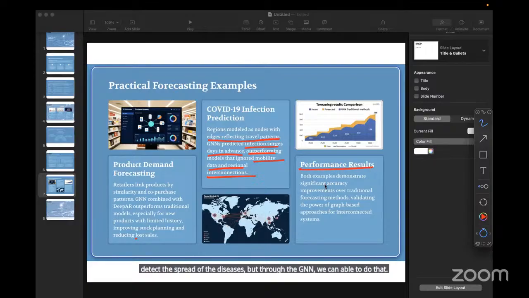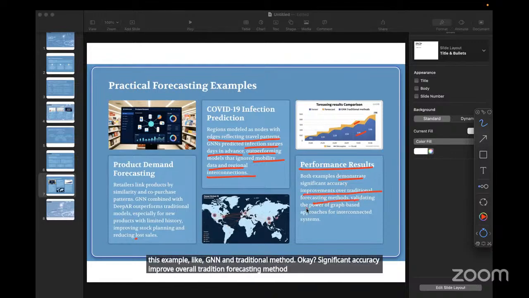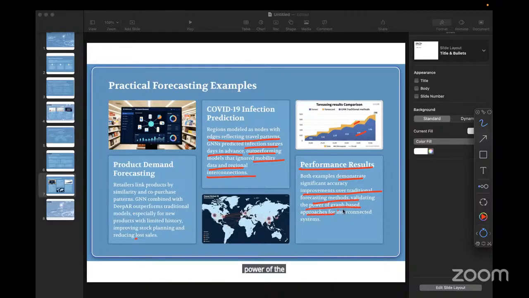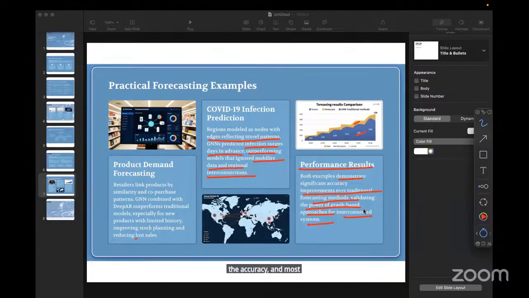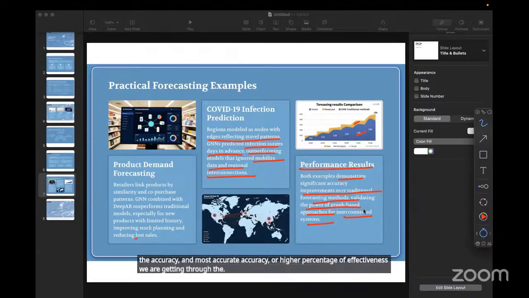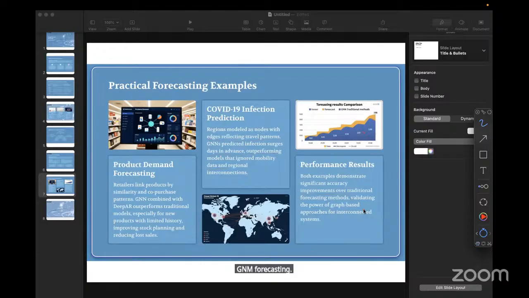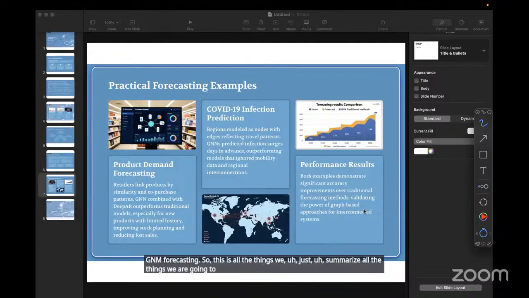Okay, performance and details. Both examples demonstrate significant accuracy improvement over traditional forecasting methods, validating the power of graph-based approaches in interconnected systems. Through that, we can see the higher effectiveness we are getting through GNN forecasting. So this is a summary of all the things we have in GNN.